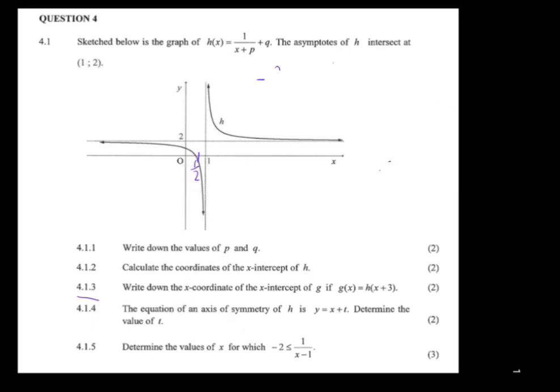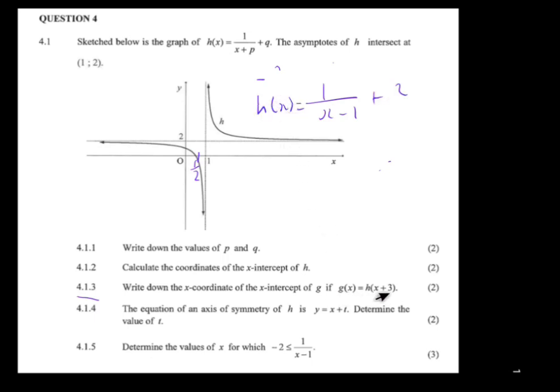All right, so now they ask, they said, write down the x-coordinate of the x-intercept of g if g is equal to h at x plus 3. Honestly, looking at this, we don't need to take the long cut. If you want to take the long cut, this is the long cut. We know that it was 1 over x minus 1 plus 2, right? So this was the original equation.